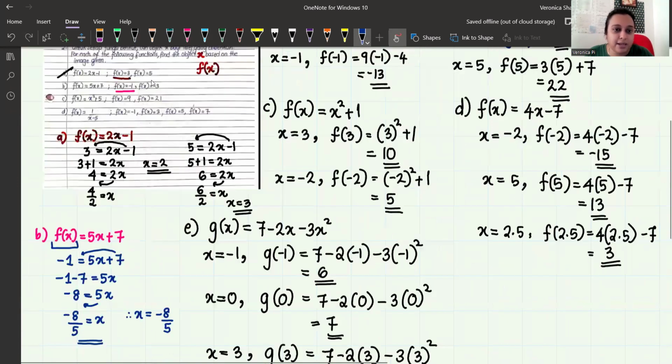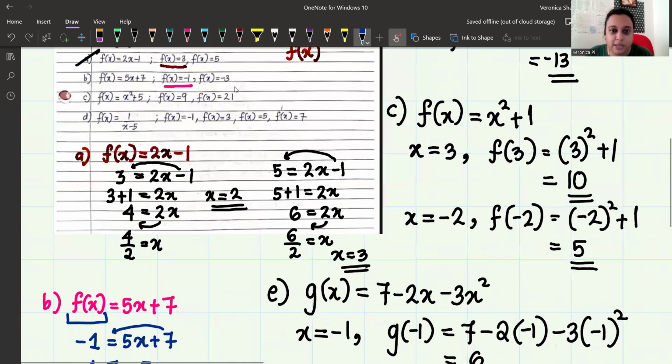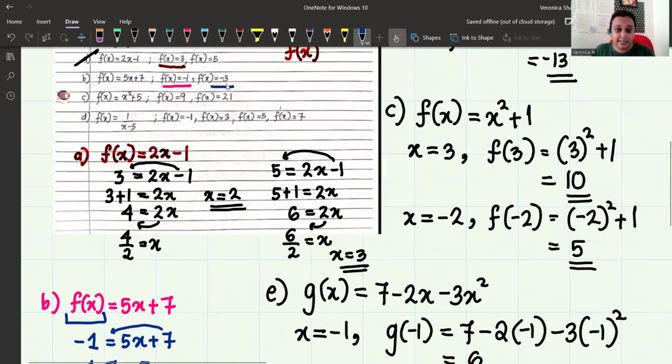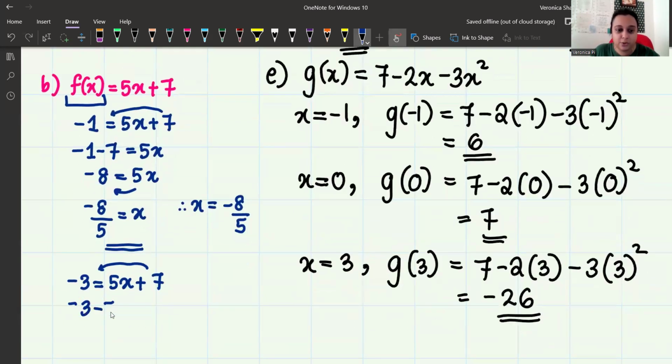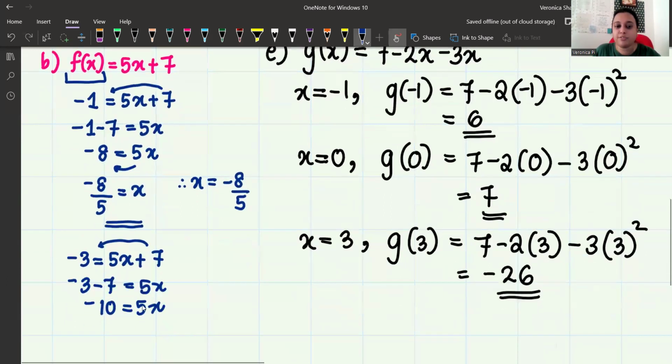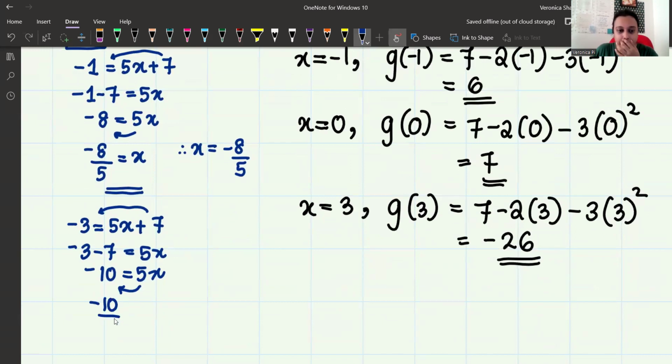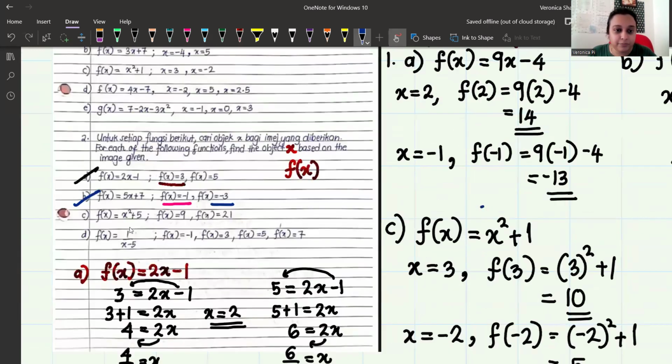Okay, B is done. Another one, they gave here -3. So I must replace the -3 as the image. That one teacher does down here. -3, that's the image. Then I copy down the equation 5x plus 7. Then we move. If I move, it becomes minus. Here teacher gets -10. Then move the 5, so it becomes divide. Divide 5 here. So what am I getting for my x? x is -2. Okay, settled. B is done.